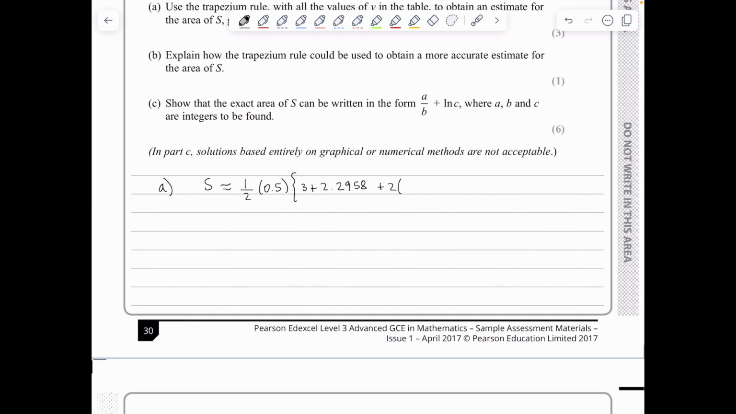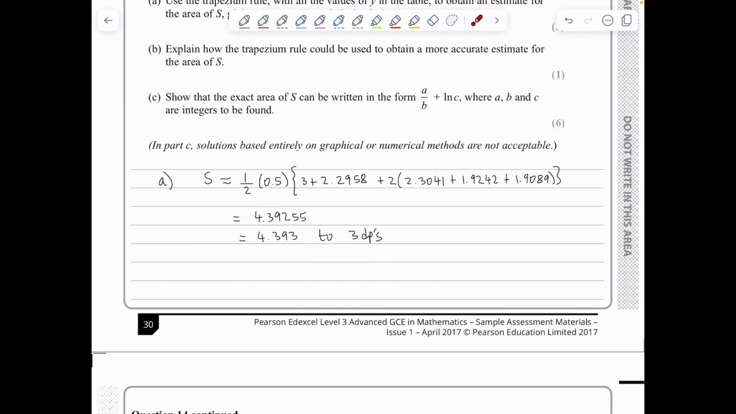twice all intermediate values, so 2 times 2.3041 plus 1.9242 plus 1.9089. Plug everything on the calculator, we get 4.39255. We have been asked to give our answer to 3 decimal places, so my final answer will be 4.393 dps.